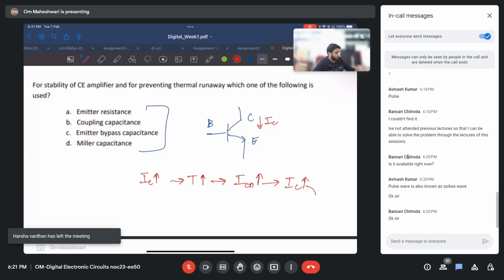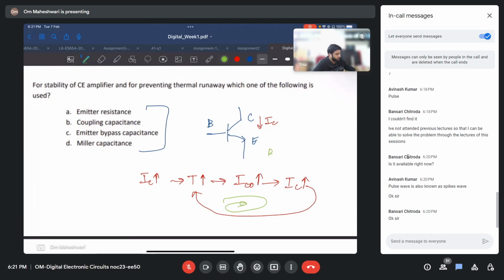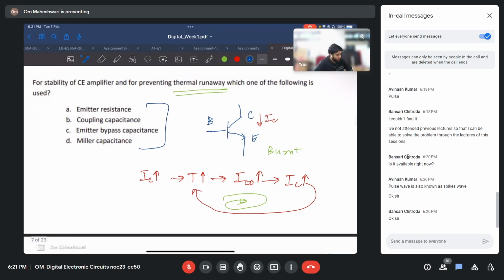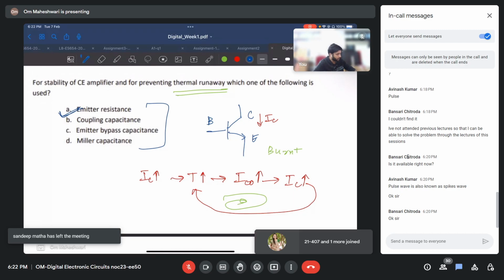Now, since IC is high, temperature again increases. So this loop keeps on going until the transistor is burnt. This is called thermal runaway. So, to prevent that, we can have an emitter resistance. How does emitter resistance prevent thermal runaway?